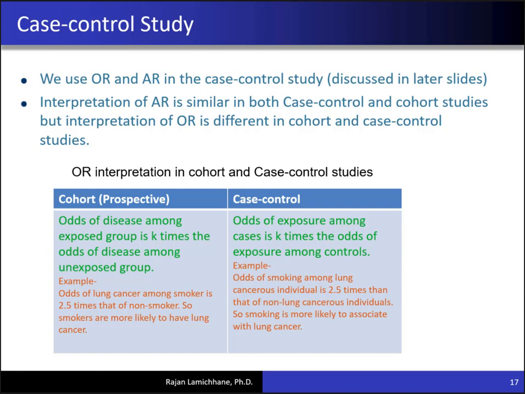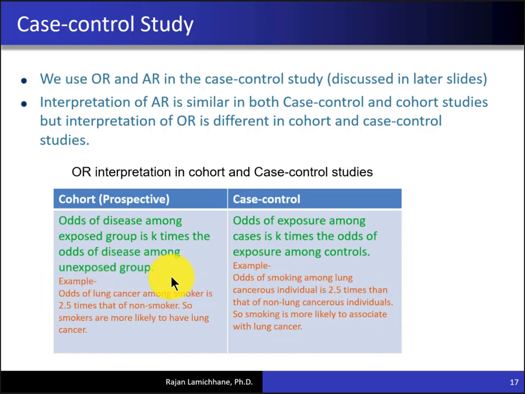But in a case control study, we start with the disease status and then we go back and look for the exposure factors. So the interpretation of the odds ratio is different. Here is a simple way to understand it: in the cohort study we say the odds of disease, and in the case control study we say the odds of exposure. And here is an example to better understand this situation.